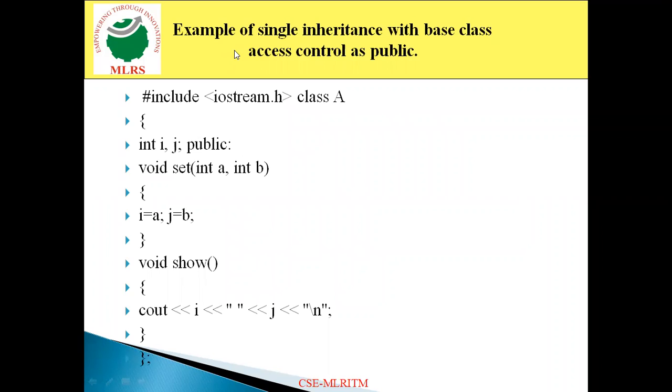I just go to specify single inheritance with a base class, now specifying the access control as public. Coming to the first one, the base class, here the base class name is A.